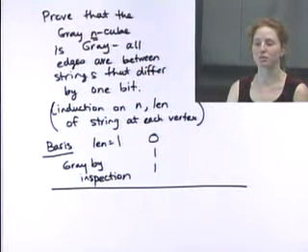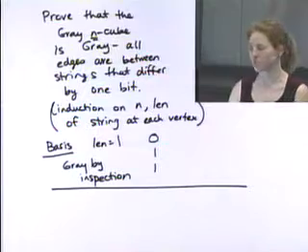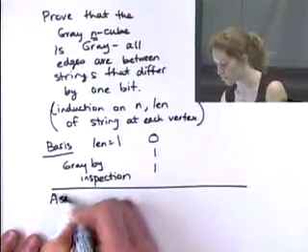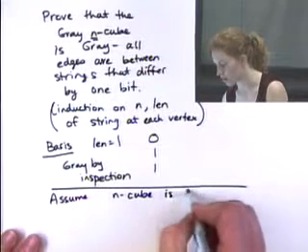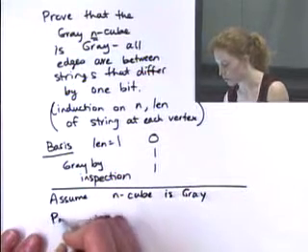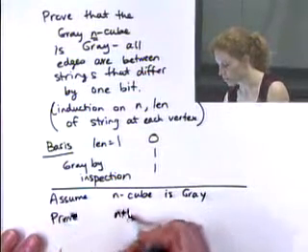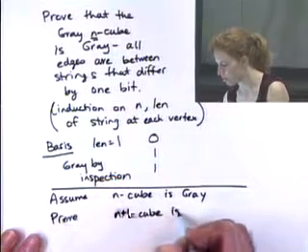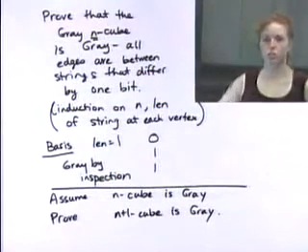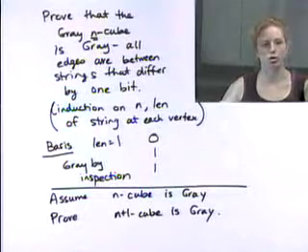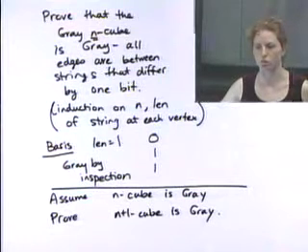Now what do we do? We have an assume step, right? So we want to assume that the n cube is gray, and we want to prove that the n plus 1 cube is gray. And whenever we've done an induction proof from a recursion, what do we do right after we finish writing this basis and assume step?